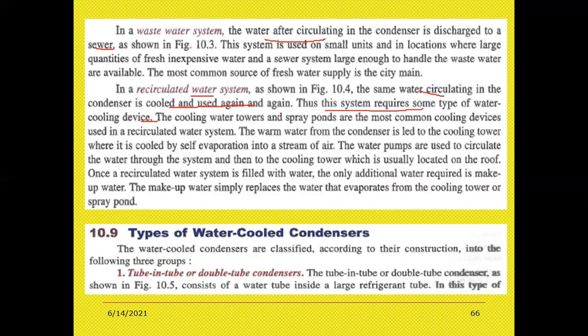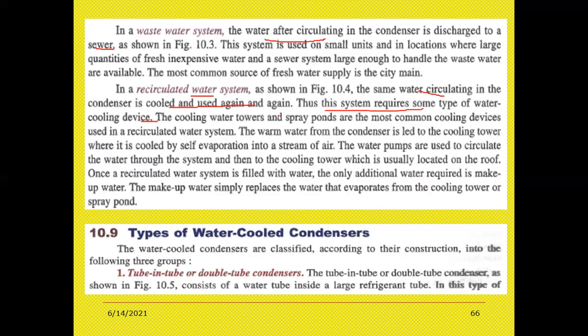So once the recirculated water system is filled with water, the only additional water requirement is makeup water. The makeup water simply replaces the water that evaporates from the cooling tower to the spray pond. So that is the mechanism where we are using the makeup pond.